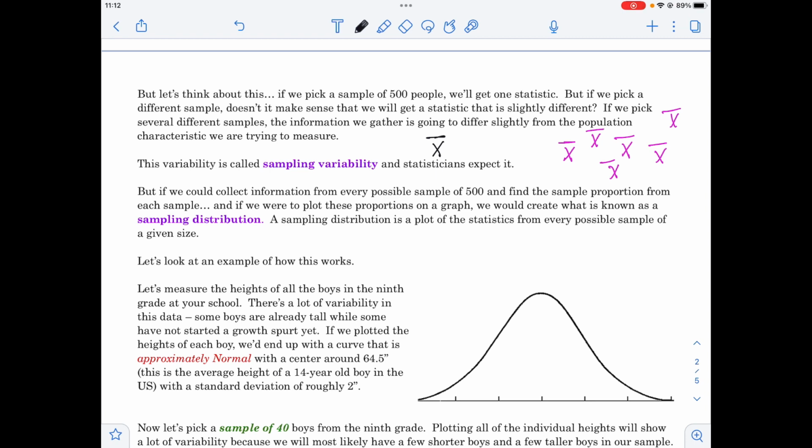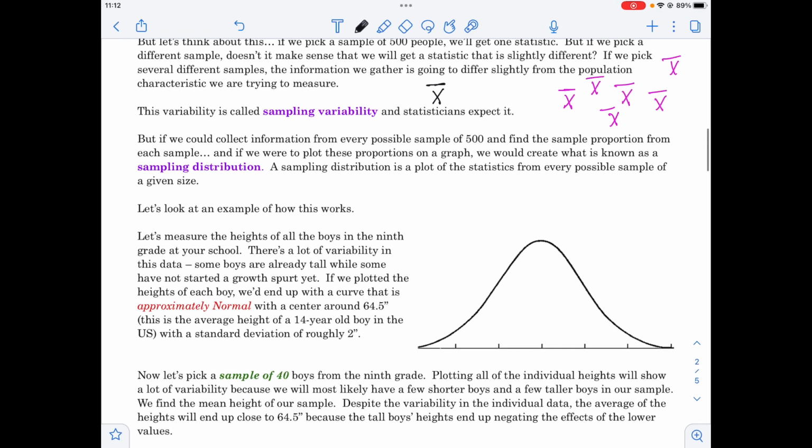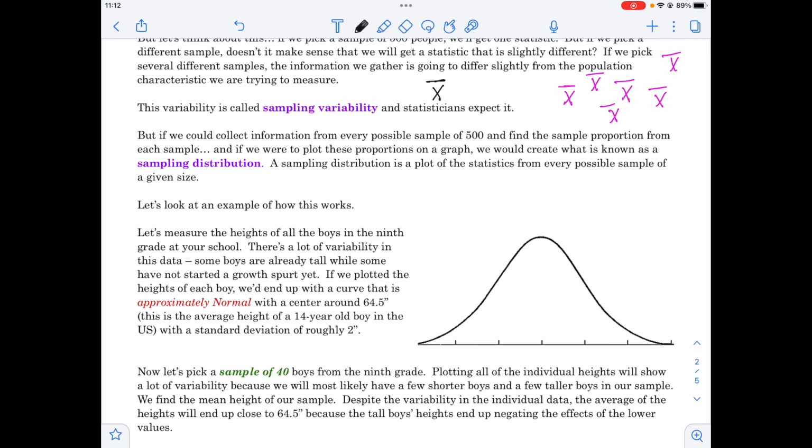So we're going to look at an example. Let's say we had measures of height of all boys in the 9th grade at our school. There's a lot of variability in the data. Obviously, some kids have grown tall, some haven't hit their growth spurt yet. And if we plotted each height of the boys, we'd end up with a curve that is approximately normal, with a center at 64.5, and a standard deviation of roughly 2.